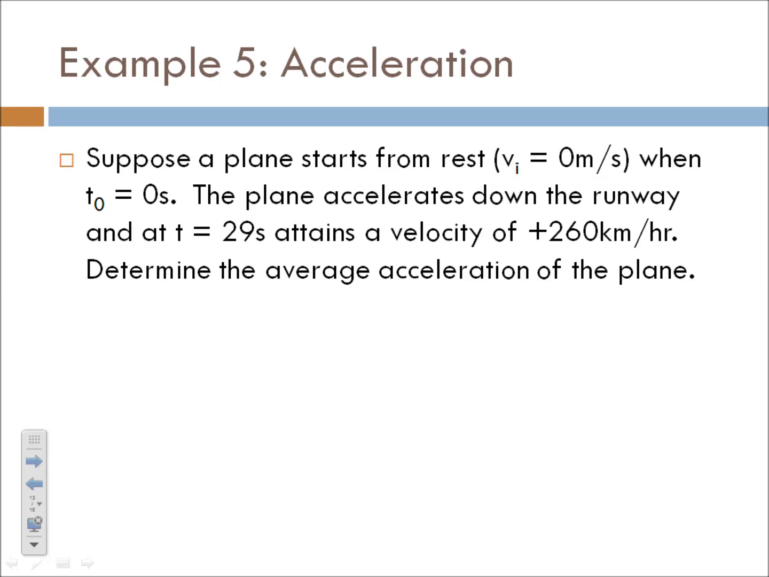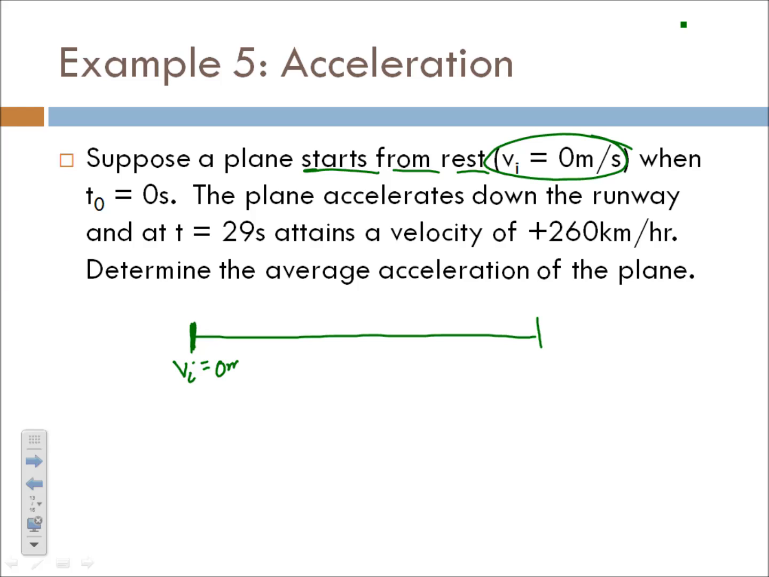So in this example, we say, suppose a plane starts from rest. Anytime we see these words, starts from rest or ends at rest or stops or anything like that, it immediately means that we have a velocity of 0 meters per second. We won't always see that in a problem written out the way that it is right here. So this says this happens when t0 is 0 seconds. So we're saying at the very beginning, when the plane starts flying, we are going to have an initial velocity of 0 meters per second at 0 seconds.